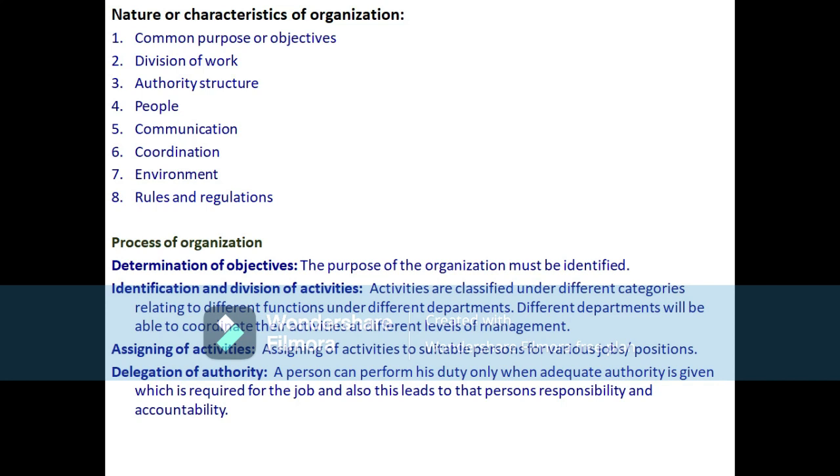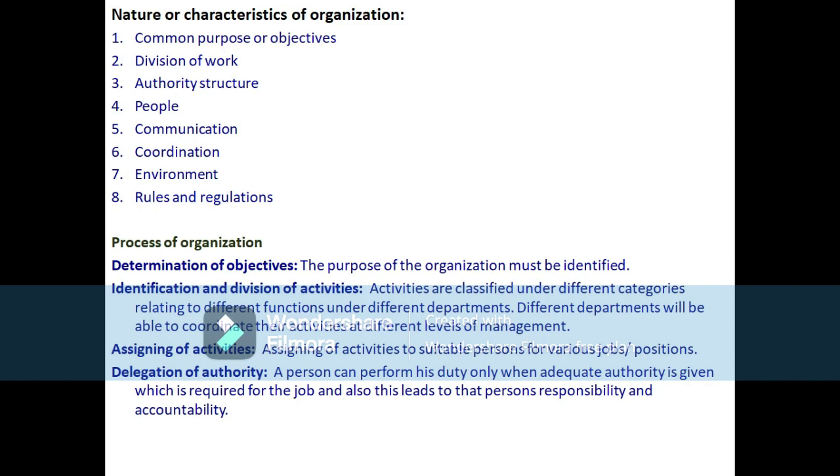If we are grouping similar groups as one division, they all have similar activities to perform, and they will coordinatively perform those activities. So different departments will be able to coordinate their activities at different levels of management. So by this we cannot see any duplication or overlapping in the activities of the organization. So coming to the third one.